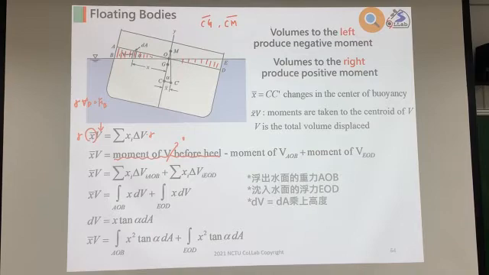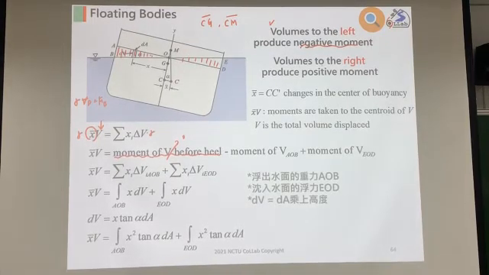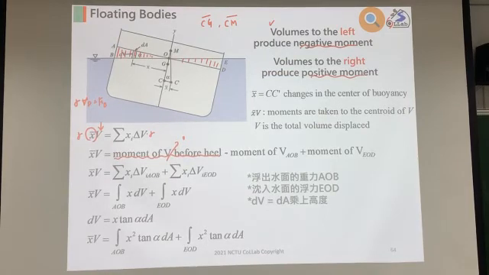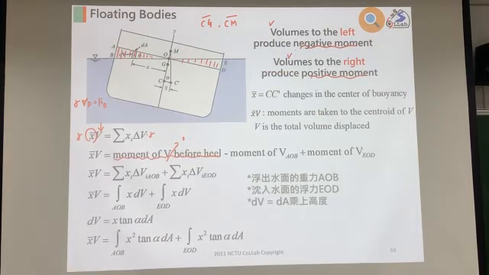As I mentioned, highlighted here, if the volume to the left produces a negative moment, the volume to the right produces a positive moment. So the idea is before rotation, the moment should be equal to 0 because of the balance. The left and right moments cancel out. So this is always the volume, because the moment is always equal to 0.